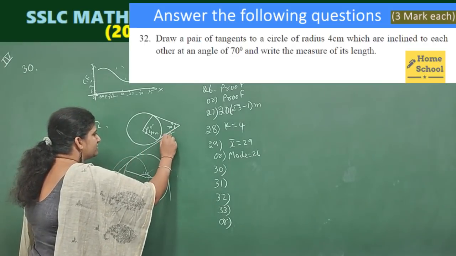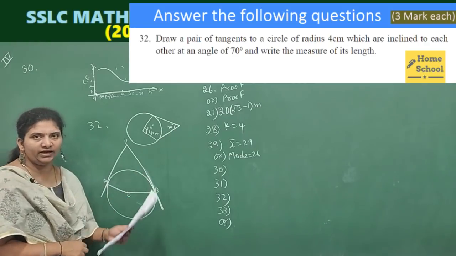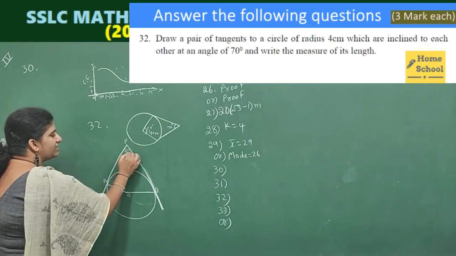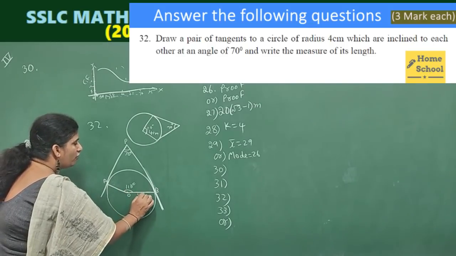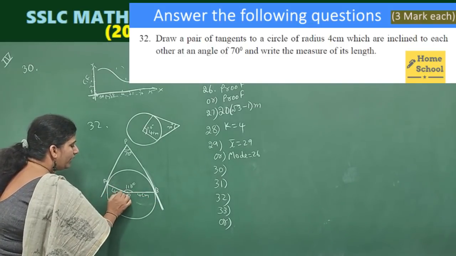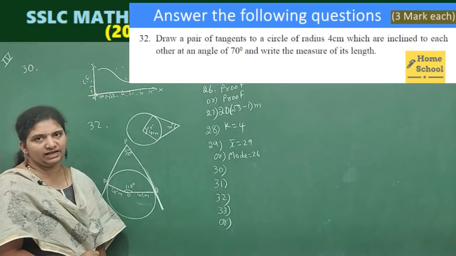Draw the tangents. Okay, you are going to get two tangents. PA and PB are the required tangents, and its inclination angle is 70 degrees. Then this angle will be 110 degrees. Radius is 4 centimeters. Okay. And still one more word they have given: write the measure of its length.